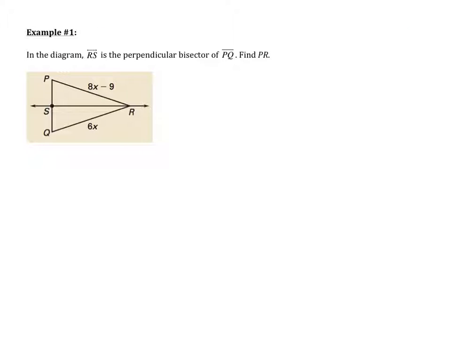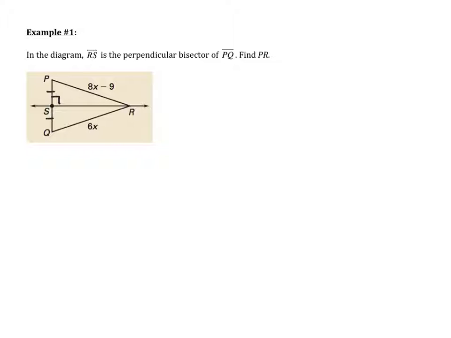So here's an example. Number one, in the diagram, line RS, which is this one right here, is the perpendicular bisector of segment PQ, which is this right here. And they want us to find the length of PR. So we need this length right here. In order to find PR, we'd have to figure out what x is first. Let's first mark on our diagram based on the information that we're given. So we are told that line RS is the perpendicular bisector of PQ. So that means that this segment must be congruent to this segment, and this line is intersecting the segment to form a right angle.